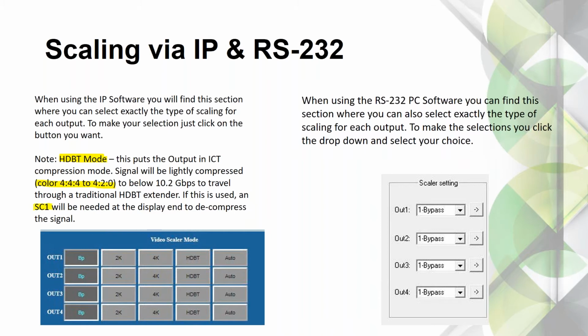If you have to convert it back, which you would on the other end, in this case you could use our SC1. It's a small EDID minder scaler, very, very low cost. You could use that in front of the display to decompress that signal that was compressed with this ICT or HDBT compression. Same things are available on 232, just a little different user interface.